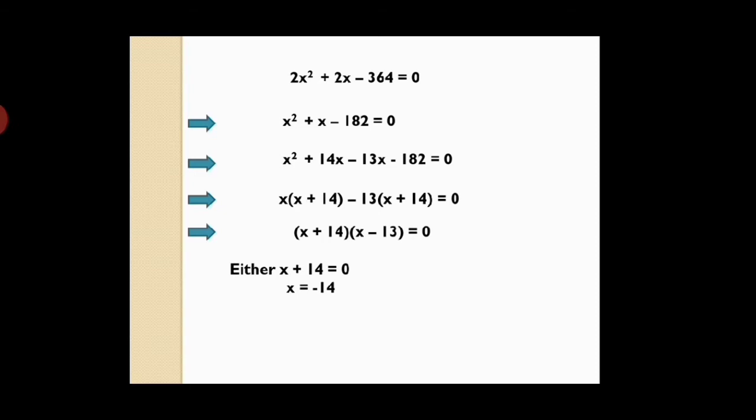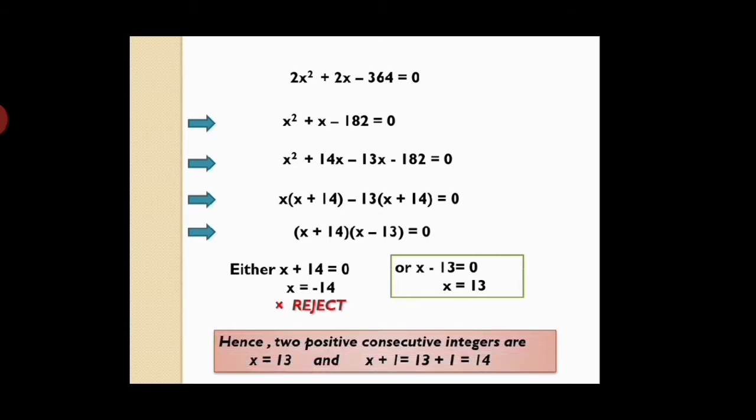Either x plus 14 equals 0, we will get x equals minus 14, and we will reject this solution because it is given that we have to take positive integers and minus 14 is a negative integer. Or x minus 13 equals 0, x equals 13. So the two positive consecutive integers are x equals 13 and x plus 1, it means 13 plus 1 equals 14. These are your two positive integers.